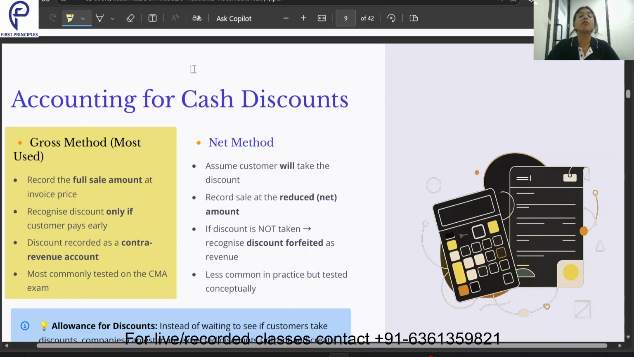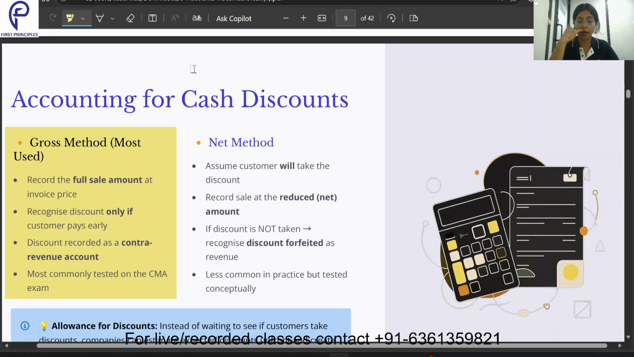Now, accounting for cash discount, suppose there are two methods: one is the gross method, one is the net method. The gross method is the one that will be mostly tested on our CMA US examination, and this is the method which we mostly use. So what happens in the gross method? In the gross method, we are assuming that the customer is not going to avail the discount opportunity, and they are going to pay us after that.